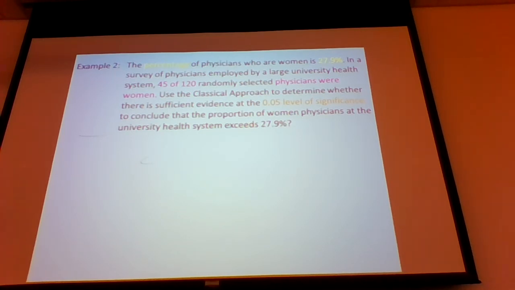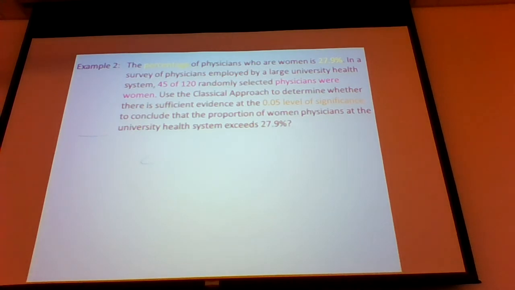Now notice how it says use the classical approach. That's what I mean, it's dictating what you do. Or I might put it at the very end of the problem. So you use the classical approach to determine whether there is sufficient evidence at the 0.05 level of significance to conclude that the proportion of women physicians at the university health system exceeds 27.9%. So this is a right-tailed test. Why? Because you're exceeding.